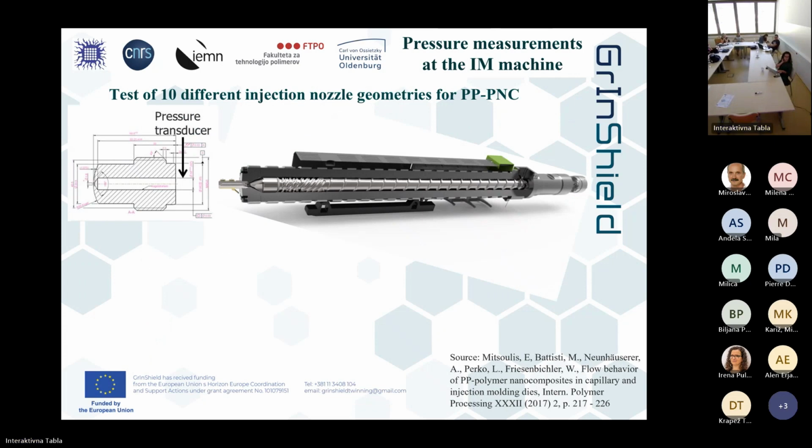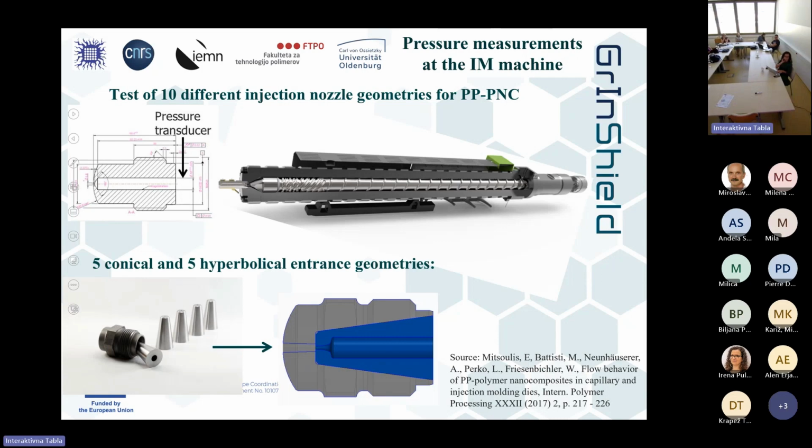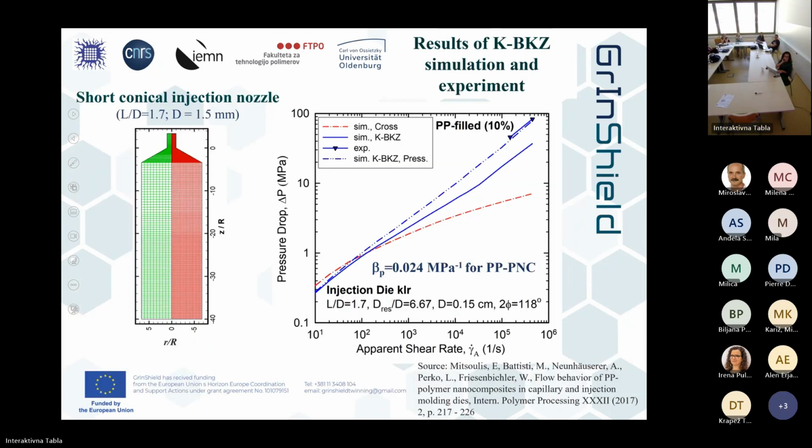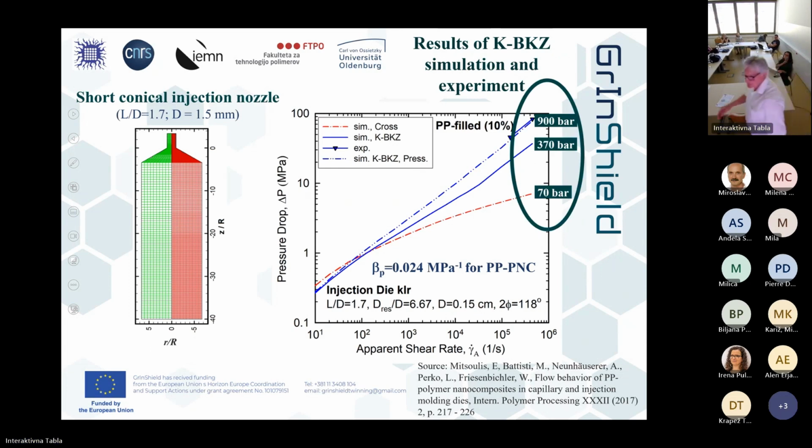Then we made real experiments with the injection molding machine. We have different conical dies, and that's the simulation result with a Cross model. The model calculation says you need 70 bar to inject through this open nozzle. And these 2 points were the measured points. Then we said, okay, we have to take into account viscoelasticity. We came up to 370 bars.